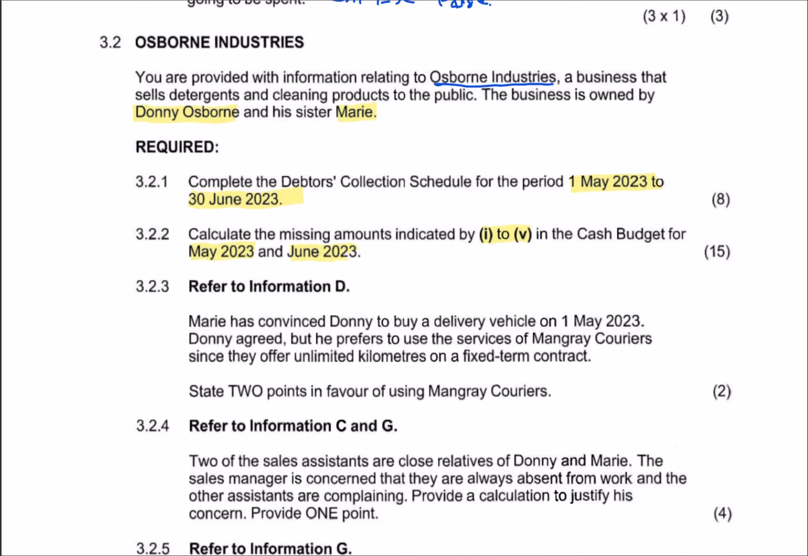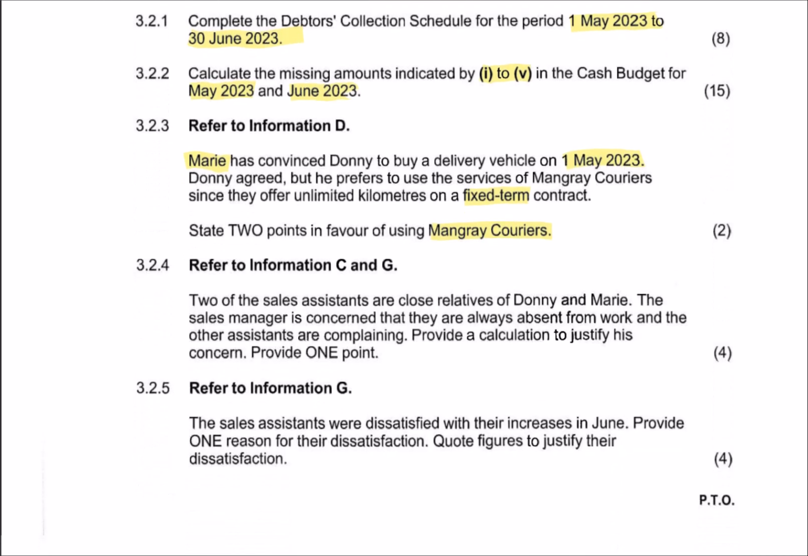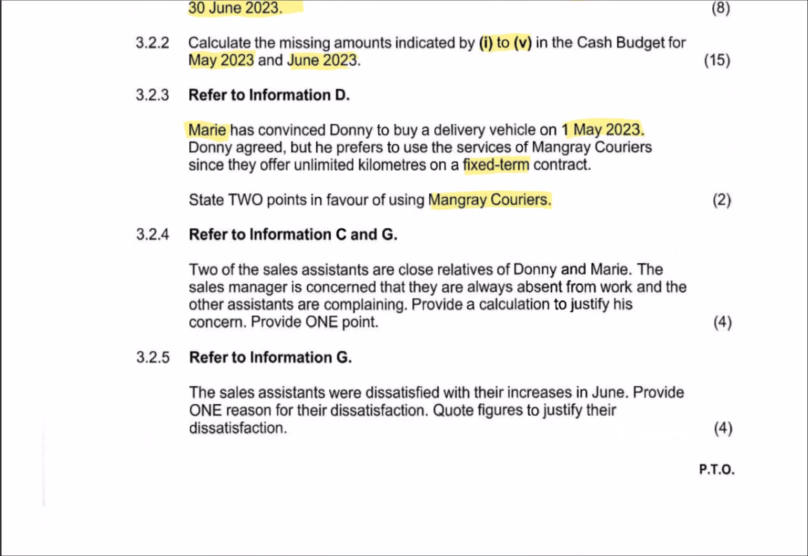Refer to the information. Mary convinced Donny to buy a delivery vehicle on 1 May. Remember Mary is Donny's sister. Donny agreed, but he prefers to use the services of Mangre Couriers since they offer unlimited kilometers on a fixed term contract. So state 2 points in favor of using Mangre Couriers. We'll get the information there.